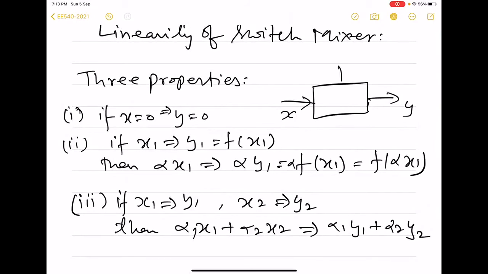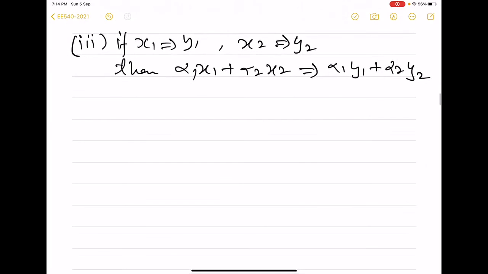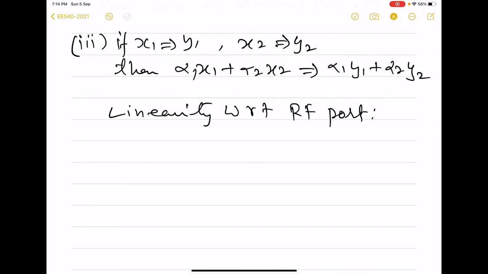And here we know that there is another control input, VLO, second input. So there are two inputs. One is RF, other is LO. So we can test linearity with respect to each of these two ports. So first, let us test the linearity with respect to the RF port. This is the most important port.